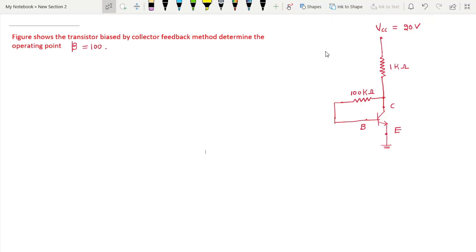Here the problem is given related to the collector feedback bias method. Here, determine the operating point. So this is the network shown.